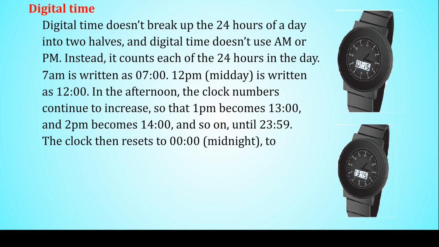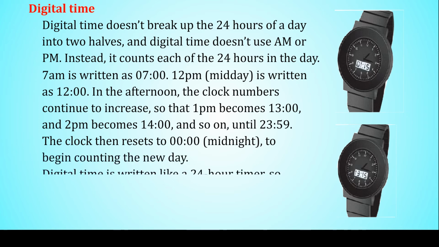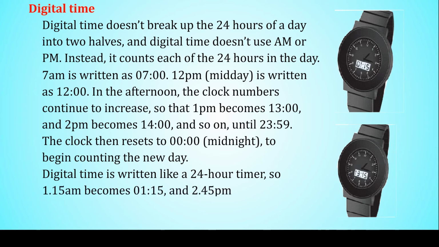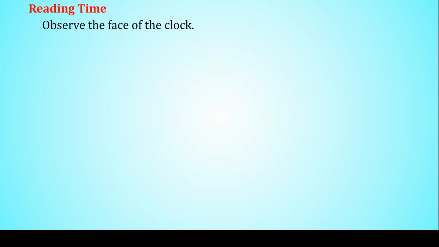23:59. The clock then resets to 00:00 midnight to begin counting the new day. Digital time is written like a 24-hour timer. So 1:15 a.m. becomes 01:15 and 2:45 p.m. becomes 14:45. Reading time. Observe the face of the clock.